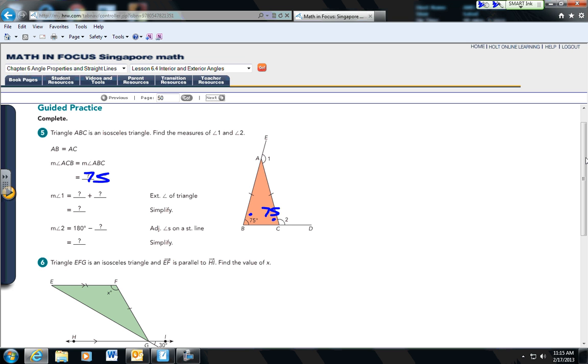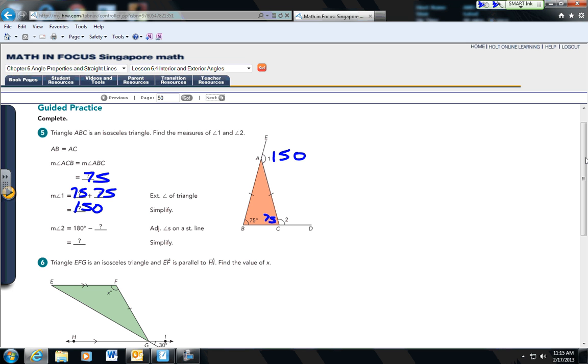And the measurement of angle 1 equals 75 plus 75. So here's your exterior angle. Remember, it is equal to the sum of the other interior angles. So again, not its own, but the other two. So both of them are 75. So angle 1 is 150. We have found that out now. So we know that angle 1 is 150. Again, we know that that angle down there is 75.